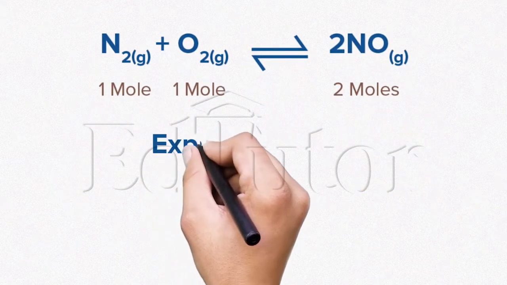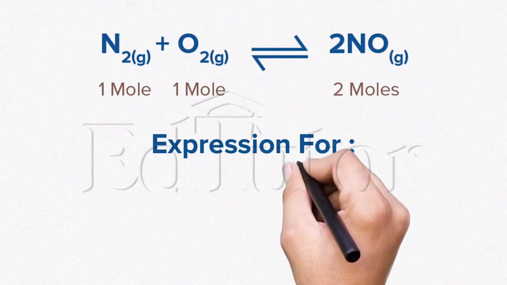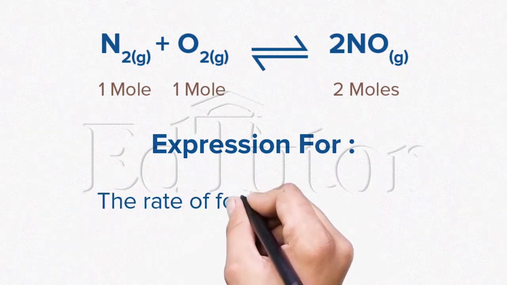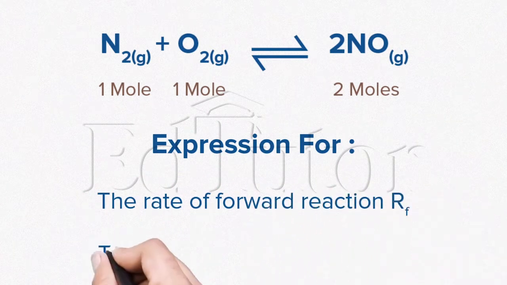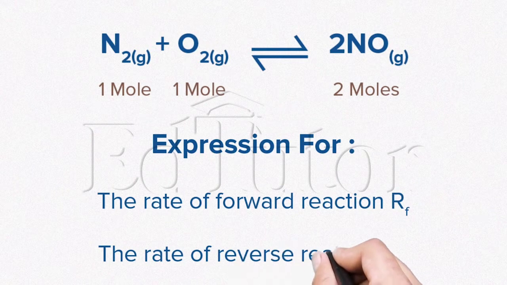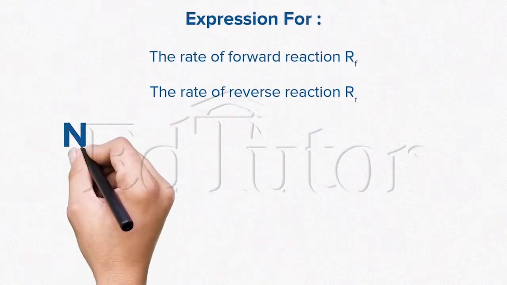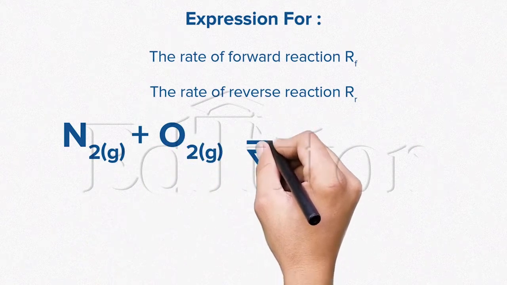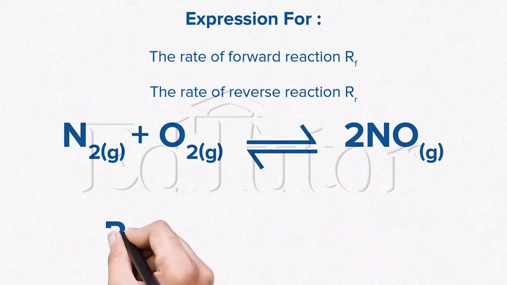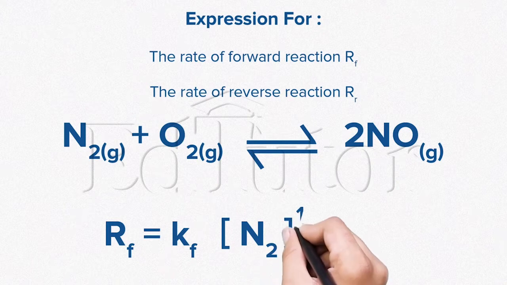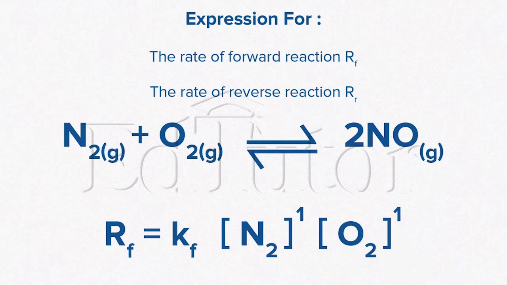First, we write down the rate expressions for the forward and reverse reactions. This step is not mandatory when you are asked to write the equilibrium constant expression, but it may prove helpful for your understanding. Next, the rate of the forward reaction is equal to Kf multiplied by the concentrations of nitrogen and oxygen, since they are reactants and are both raised to the power 1.